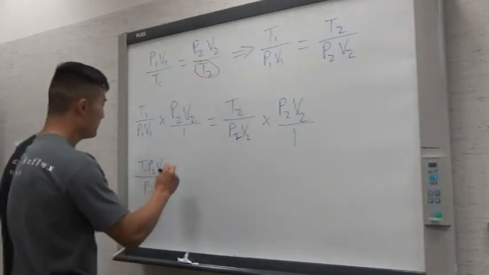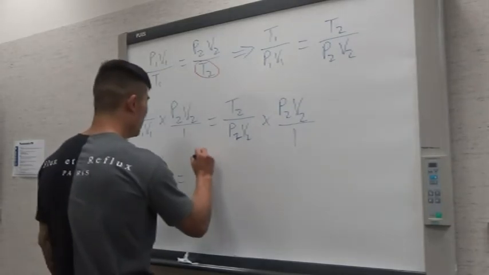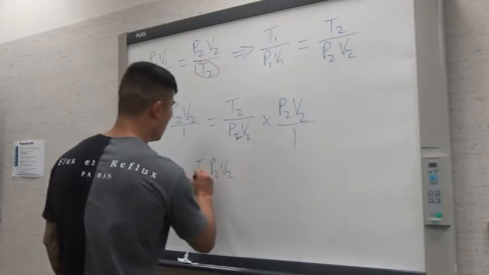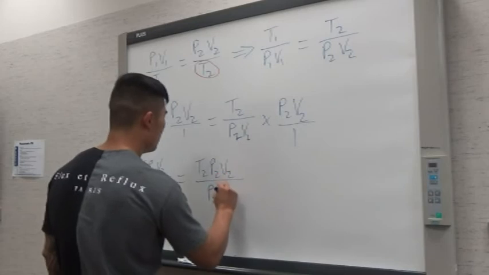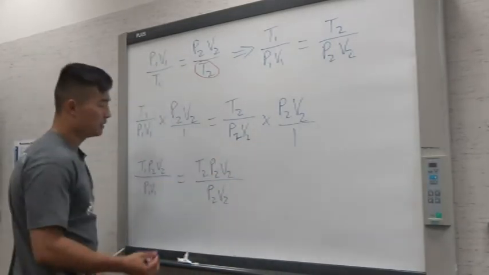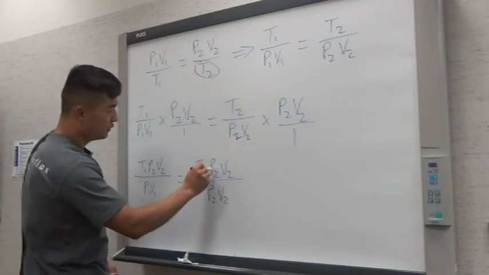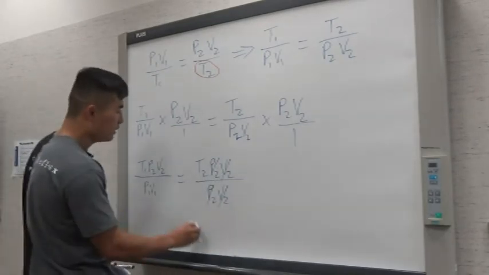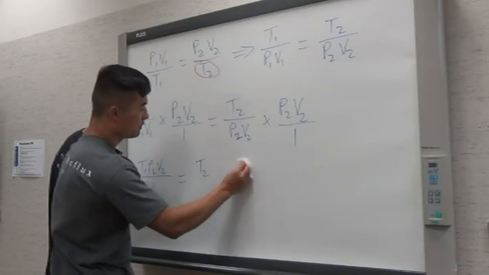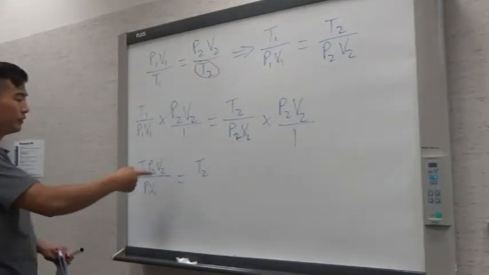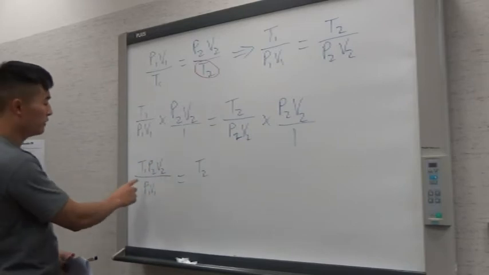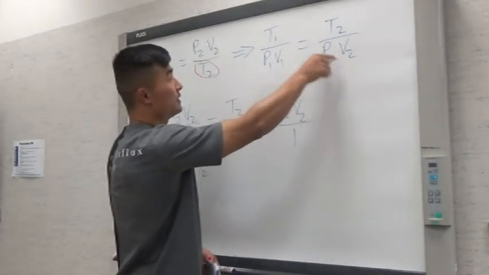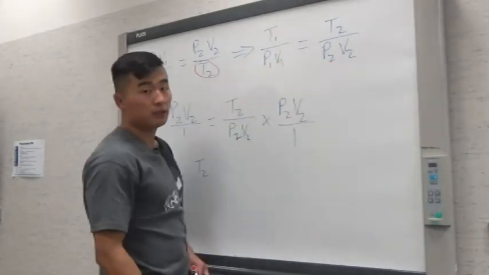So that's going to be P1V1 is equal to T2 times P2 times V2 over P2 times V2 on the denominator. Of course, P2 and P2 are going to cancel out, and these are going to cancel out. So that leaves us with T2 equals T1 P2 V2 over P1 V1. And so you can see that if it's on the bottom, it just goes to the top on the other side. Okay.